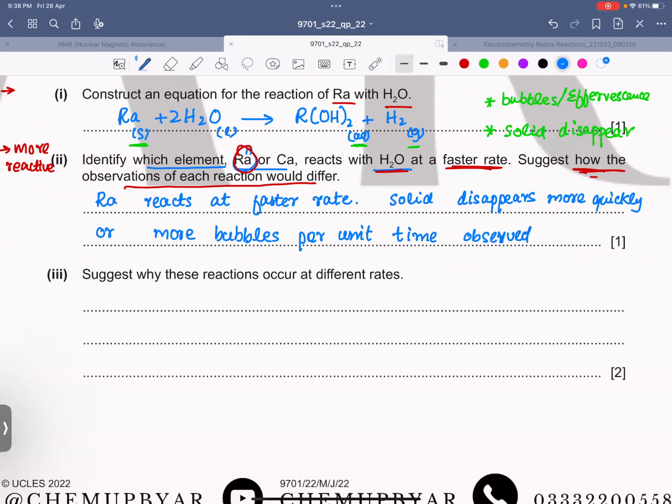Sir, due to the group 2 elements, reactivity increases down the group, and radium is below calcium. But how or why? Sir, reactivity increases because of the different atomic period. Atomic size increases, so the outermost electron is further from the nucleus, so it is easier to lose. Shielding effect increases.